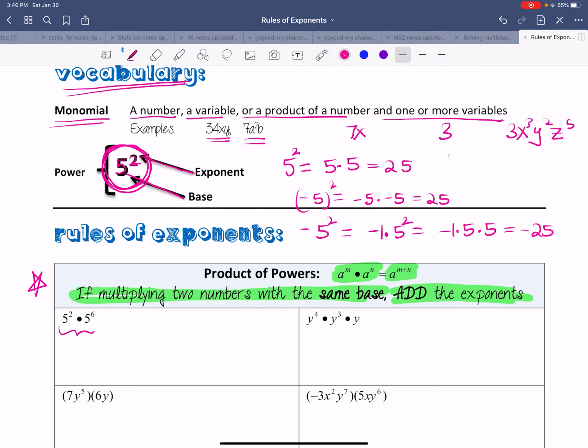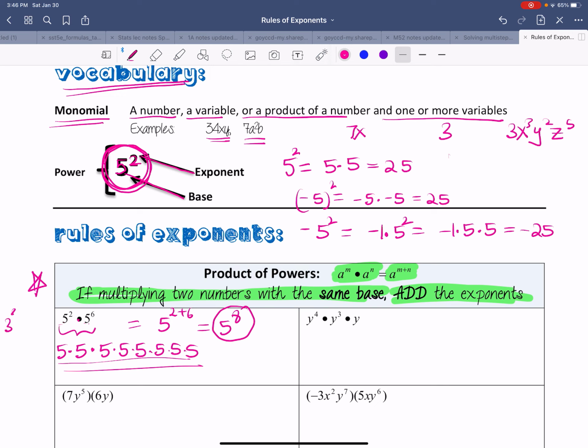So here's our first example. Multiplying two numbers with the same base, the exponents are different, so this is going to equal 5 to the power 2 plus 6, which is 5 to the 8th power. And really, if you write 5 to the second power, you expand it, it's 5 times 5, and 5 to the 6th power is 5 times 5 times 5 times 5 times 5. So altogether you have 8 fives, which is the same thing as 5 to the 8th power. So remember, when the bases are the same and you're multiplying, add the exponents. Okay, only when the bases are the same.